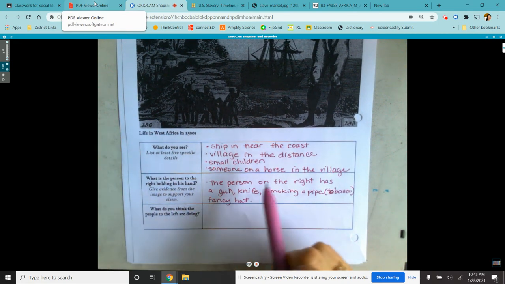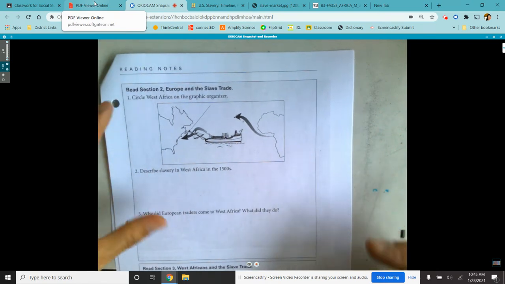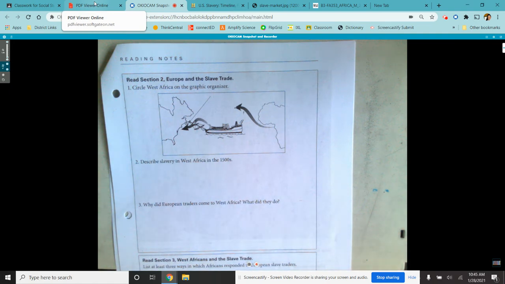What do you think the people on the left are doing? All right, so I want you to come up with your own hypothesis of what's happening. All right, so let's carry on. So from the reading, circle West Africa on the graphic organizer. So where is West Africa?